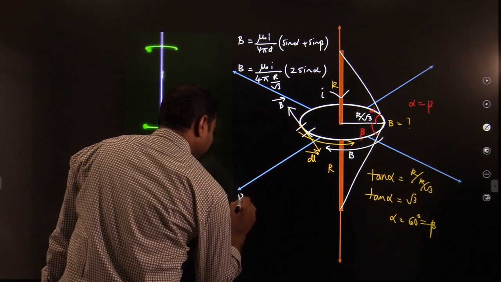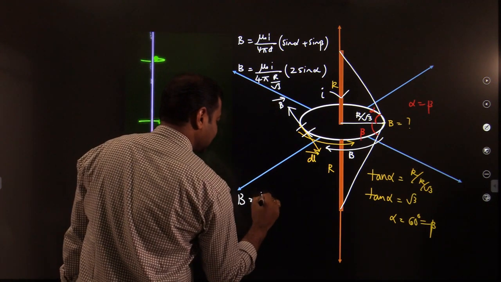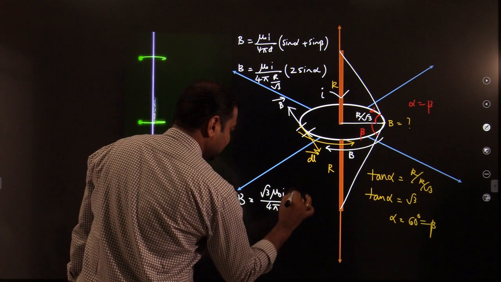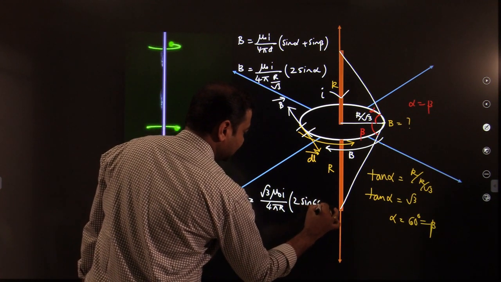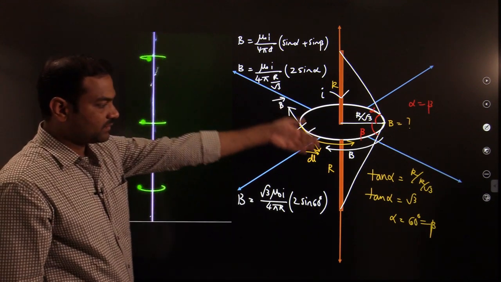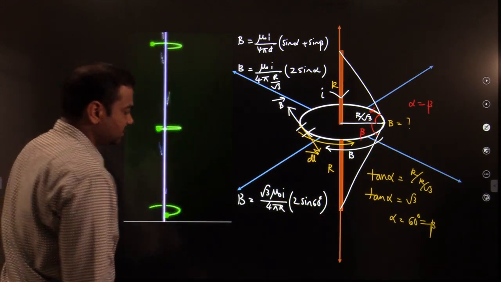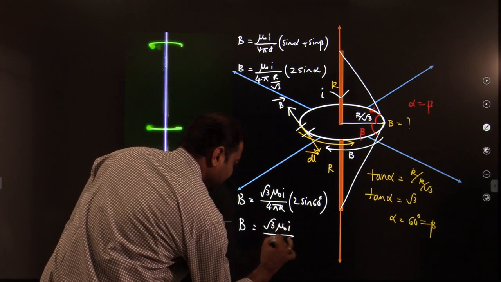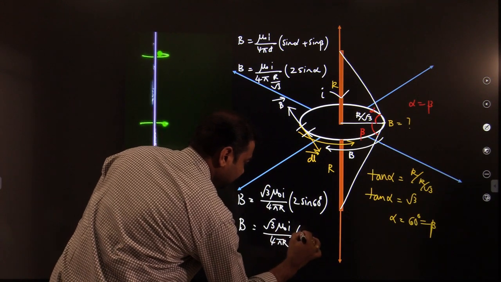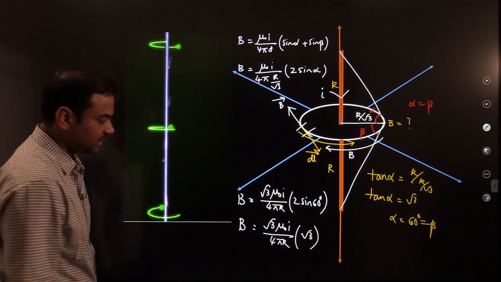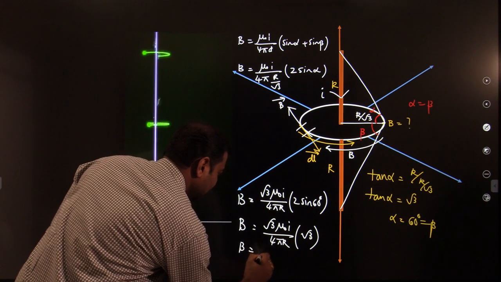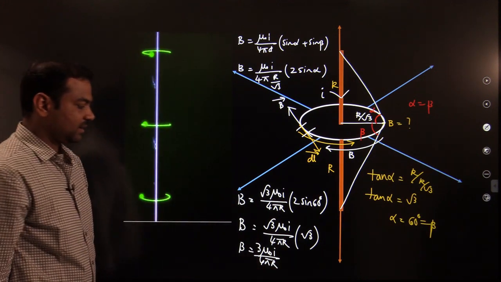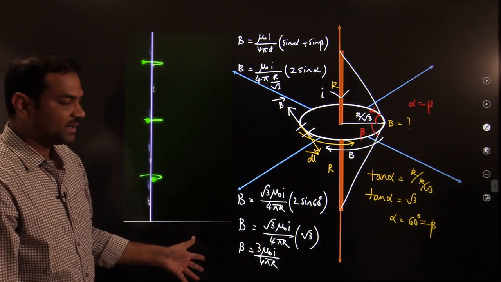So then I can write the magnetic field value is root 3 mu naught I by 4 pi r into 2 sin 60, because the alpha value of 60 we already got. Now what is the B value I will get finally? Root 3 times mu naught I by 4 pi r multiplied with, this is root 3, 2 sin 60. So finally B equals 3 mu naught I by 4 pi r is the magnetic field value.